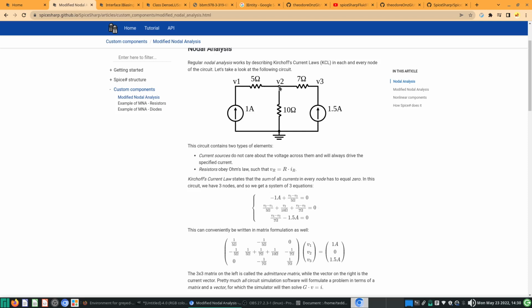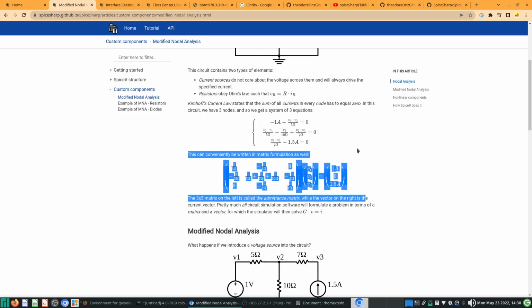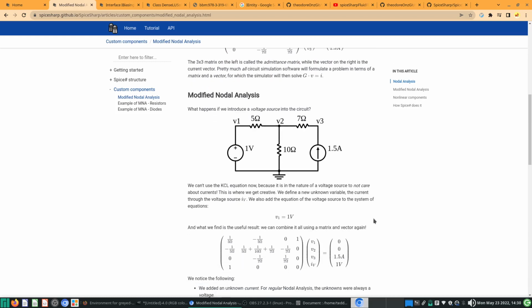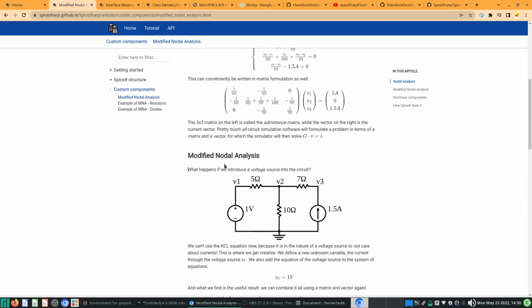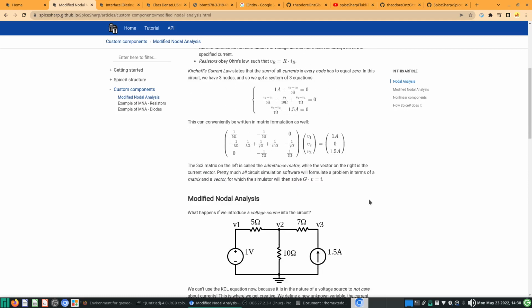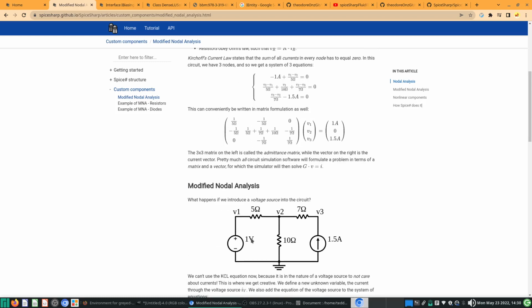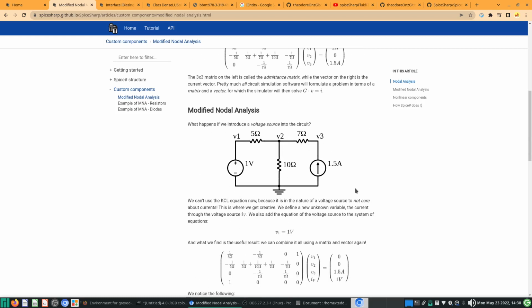Then do the same for V2 and V3. You will come up with these equations, and this is a very nice linear equation right here. Modified nodal analysis is that if you don't have a current source and you've got a voltage source, you kind of do the same thing.